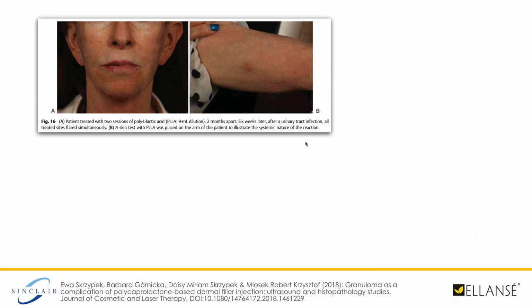And in this patient, the granulomatous reaction occurred after a urinary tract infection, presenting 6 weeks after the last session of PLA injection, with flares of treated sites simultaneously. A skin test with PLA was then placed on the arm of the patient to illustrate the systemic nature of the reaction, and this indicates that when the patient is prone to the granulomatous reaction, the reaction could occur everywhere in the skin.